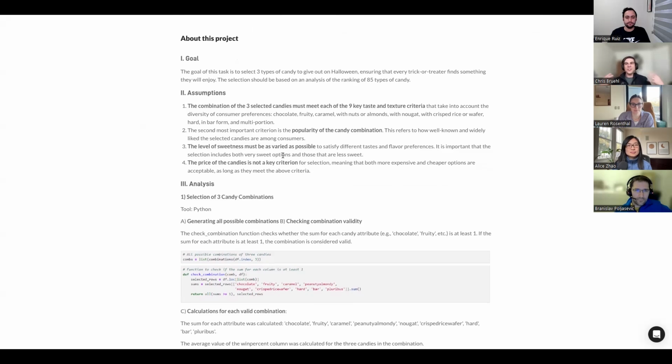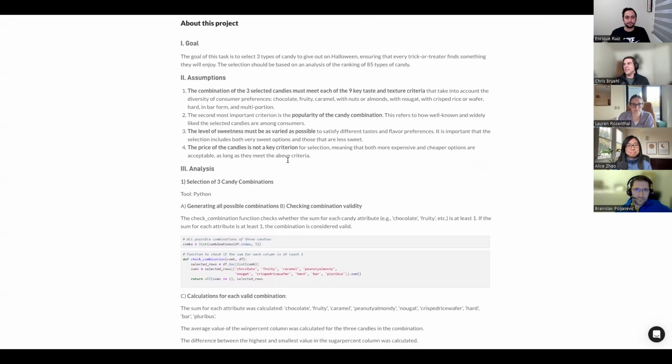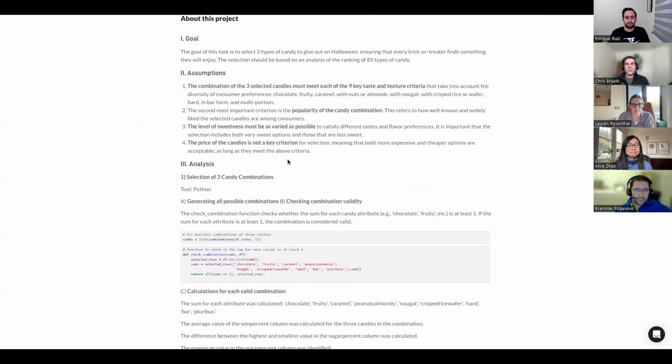From there, she looked at the popularity of the candies within them and found the most popular candies. She had a little bit of variation on sweetness, and the price was the least important factor. But she did include popularity, sweetness, and price as factors in this sort of index measure that she created after filtering only to combinations of candies that satisfied the taste profiles of every candy.